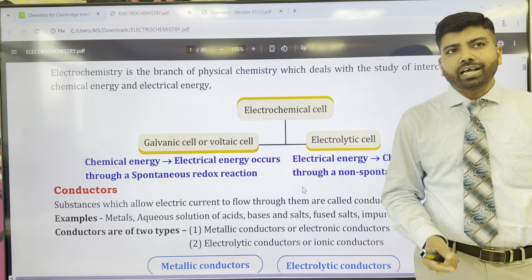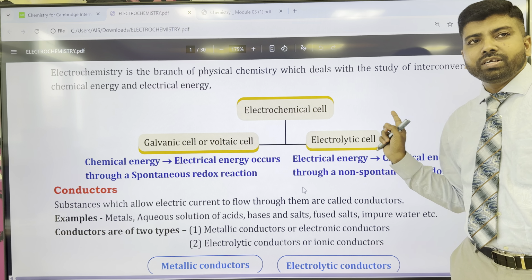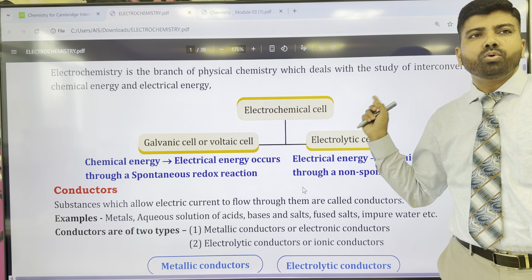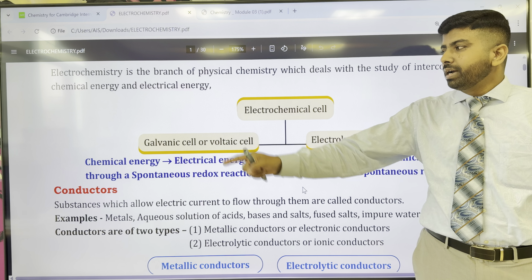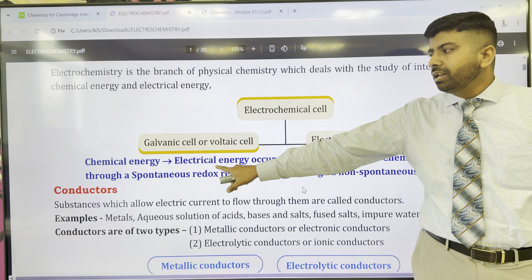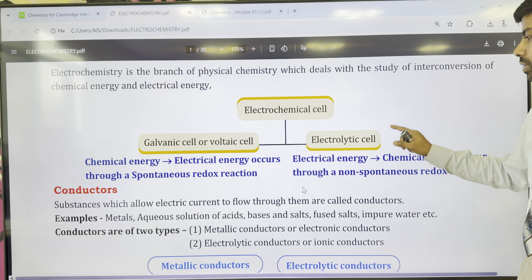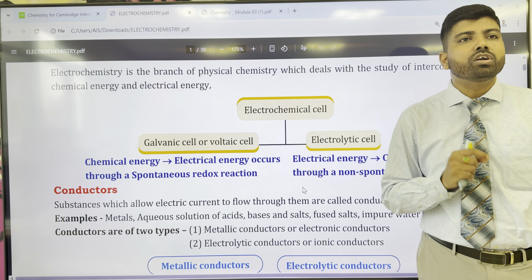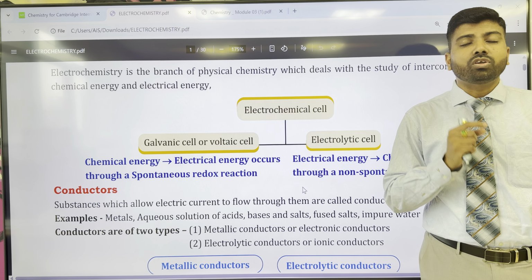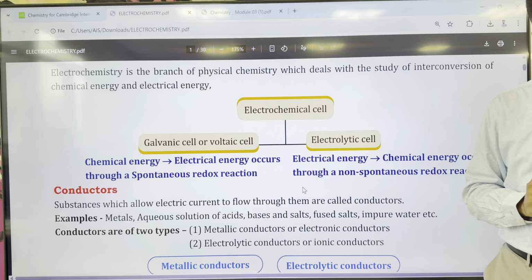And the difference is that in both the cases, we will notice redox reaction, but here in this cell we will see spontaneous reaction, whereas in electrolytic cell we will see what? Non-spontaneous redox reaction. Any questions so far?